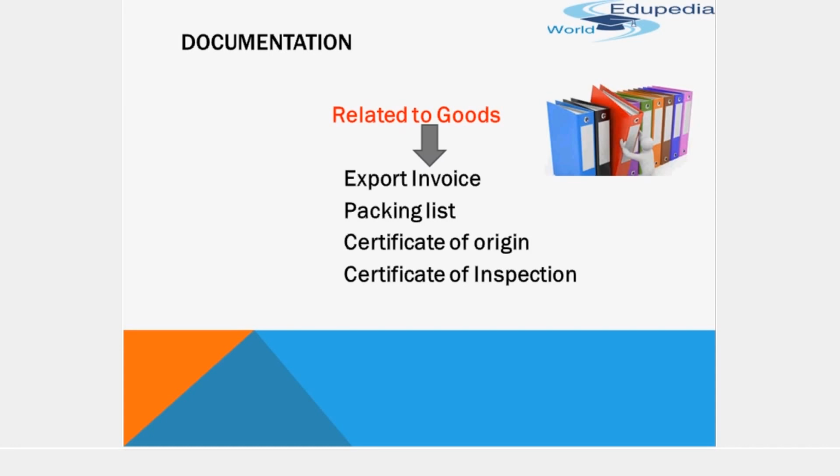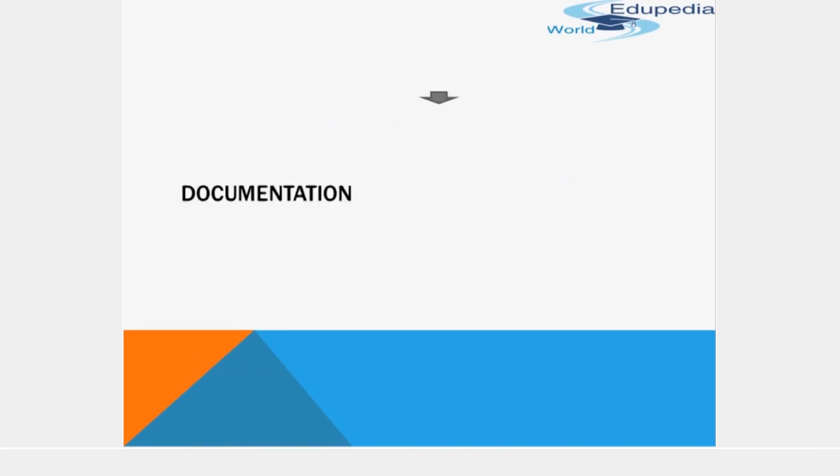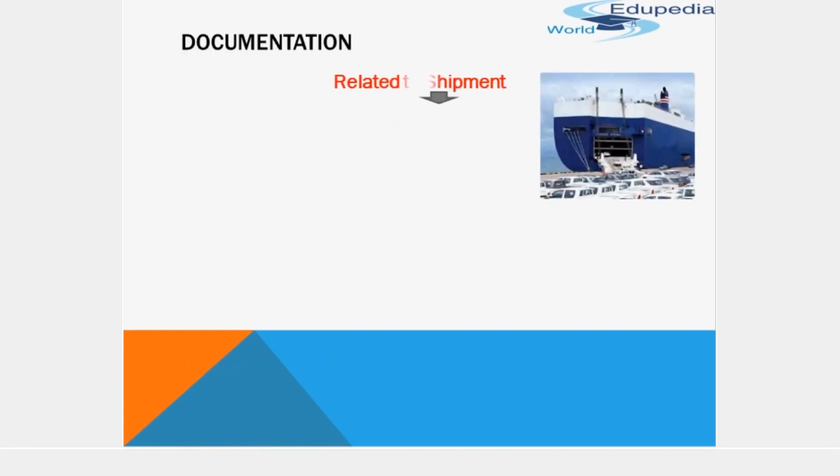That is one such agency which carries out the inspection and issues a certificate of inspection if goods conform to the prescribed specifications. So documentation related to goods: export invoice, packing list, certificate of origin and certificate of inspection are required. Let us come to the second category. Documents required relating to shipment.